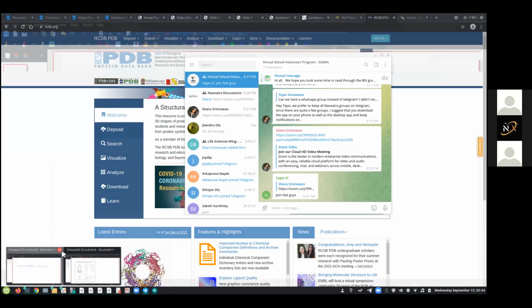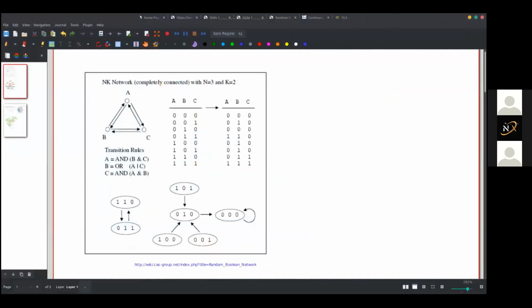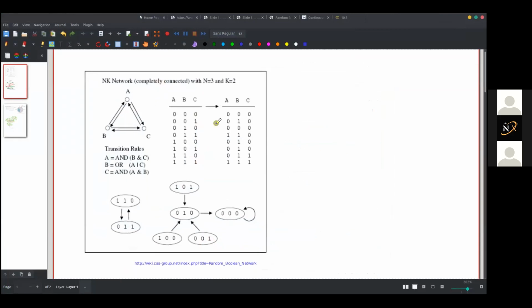Is this showing? Hello? Yeah, we can see it now. Yeah, it's legible, right?